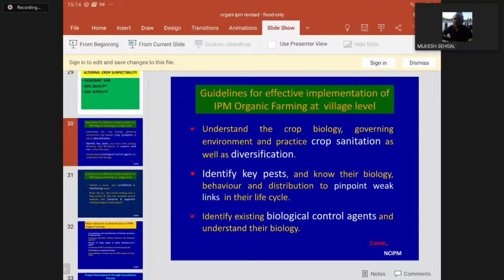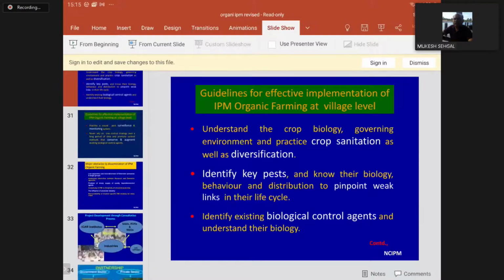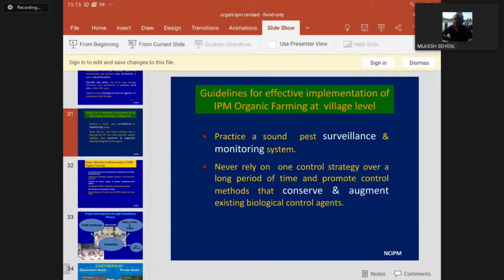Guidelines for effective implementation of IPM and organic farming at the village level: understand the crop biology, crop sanitation, diversification, identification of the key pest and biological control agents. We must know how they are multiplying and how they act. That is very important. Then making a surveillance and monitoring system is very, very important, and for conservation and augmentation, habitat management is going to play a very important role.